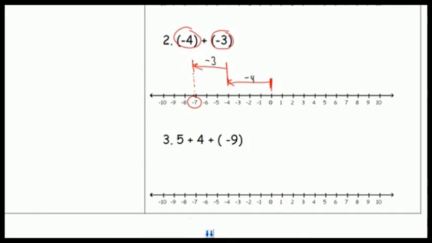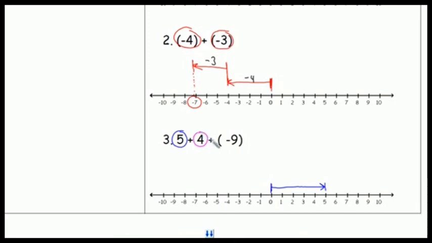Okay, let's take a look at that one right quick. We still have a little bit of time. Always begin at 0. From 0, I'm going to go to my first integer, positive 5. So 1, 2, 3, 4, 5. There you go. And then you go to the second number. Let me choose a different color. The different color that I'm going to use is pink.